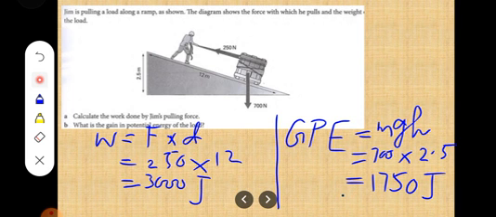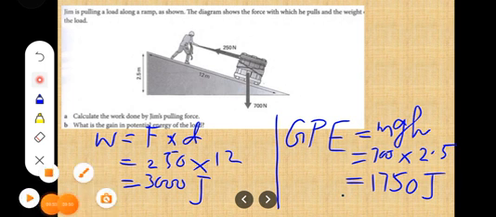Now second part is, what is the gain in potential energy of the load? The gain in potential energy is equal to mgh, where m is mass, g is gravitational field strength, and h is height. Now here mass is not given, but the weight of the load is given, that is 700 Newton. So mg is basically weight. So 700 Newton multiplied by 2.5. So when these two things are multiplied, 1750 joule is the gain in potential energy.